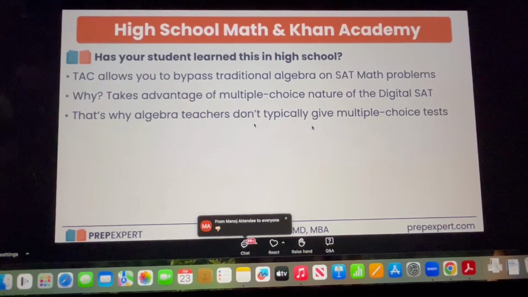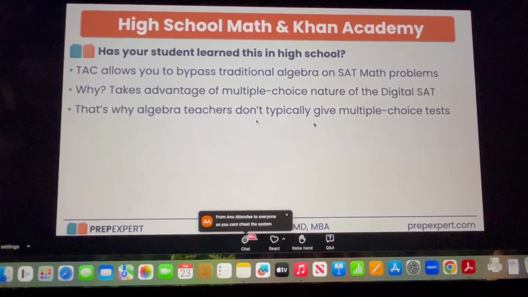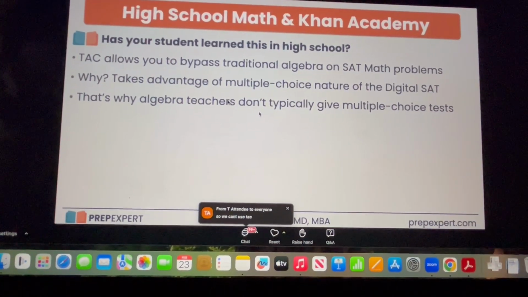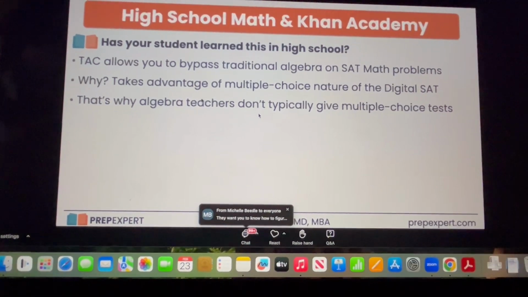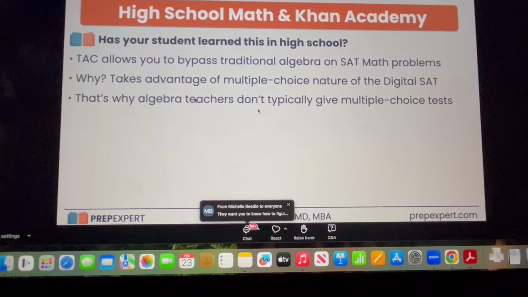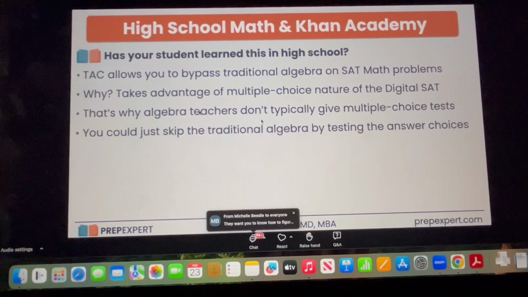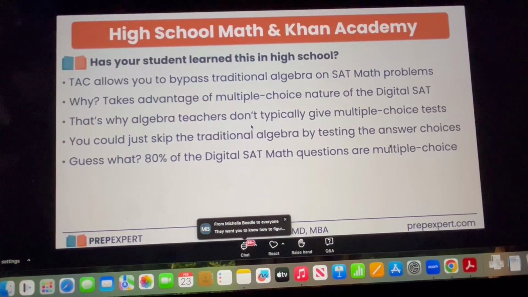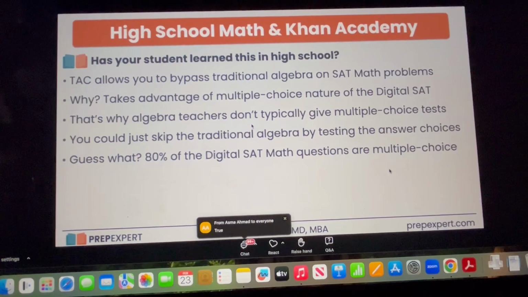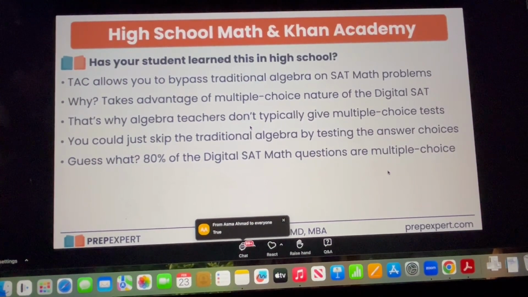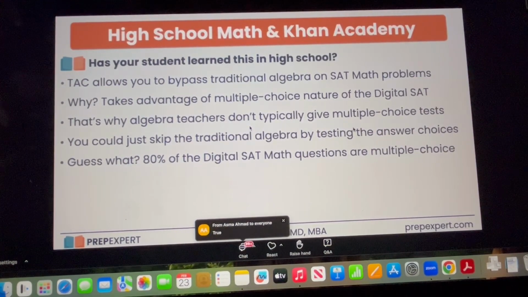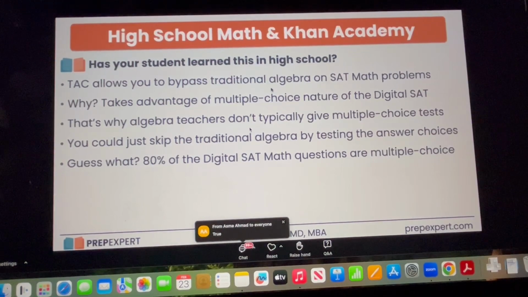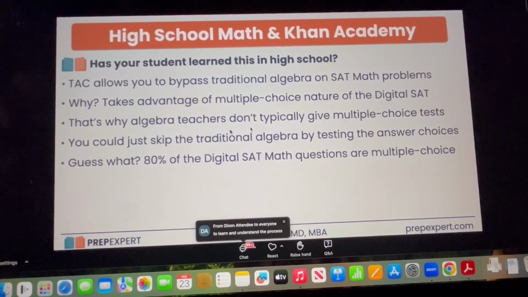Well, because you could just do what we just did, which was plug in the answer choices into the variables and solve the question without having to do any algebra, right? No, algebra teachers want you to show your work. But guess what? The SAT, the digital SAT math section, 80% of the questions are multiple choice. That means 80% of the time, about 75% of the time actually, you can plug in the answer choices to help you solve the problems, all right?